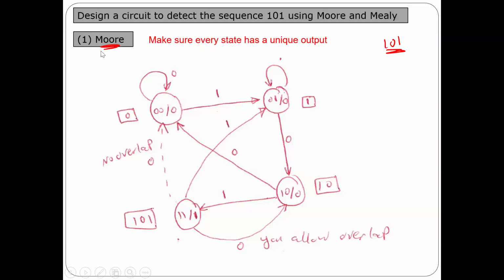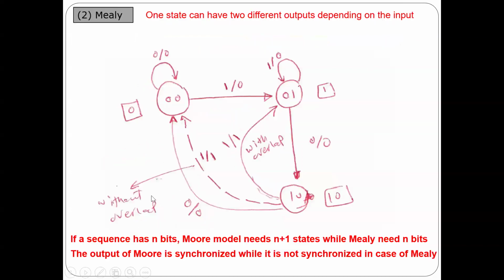When I design it using Moore, I have to make sure every state has a unique output. To make sure of that, I will add one more state as you will see right now. But in case of Mealy, 3 states should be enough, because this state can have 2 different outputs. It can have 1 here, or it can have 0 from the same state. Okay, Mealy. Anyway, so let's start with the first one.